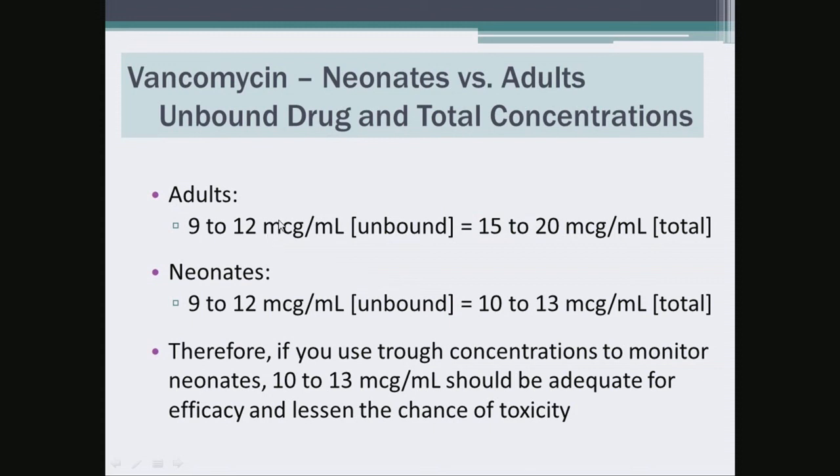So if you do some math, the total concentration of 15 to 20, which was recommended to maintain the AUC over 400 in adults, correlates with an unbound concentration of 9 to 12 micrograms per ml. If we take 9 to 12 micrograms per ml unbound in neonates, that turns into a total serum vancomycin concentration of 10 to 13. Therefore, if you're going to use trough concentrations to monitor neonates, 10 to 13 micrograms per ml should be adequate for efficacy and to lessen the chance of toxicity. You do not need to shoot for 15 to 20. 10 to 13 should be totally adequate.